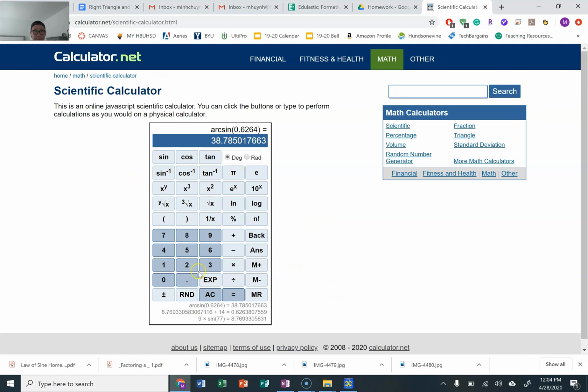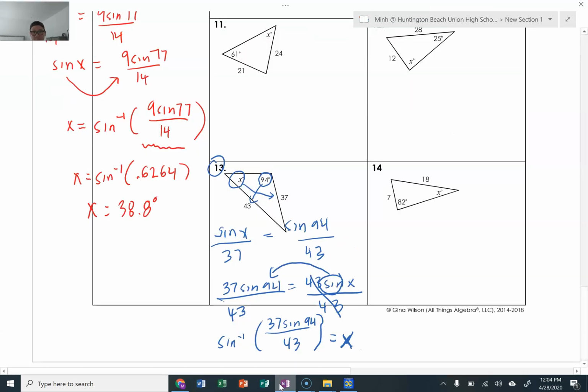Let's clear that up. So I have 37 sine 94. I'm going to press enter and then divide by my denominator. So I have around 0.8584. Moving over here, so inverse sine of 0.8584 is equal to x.